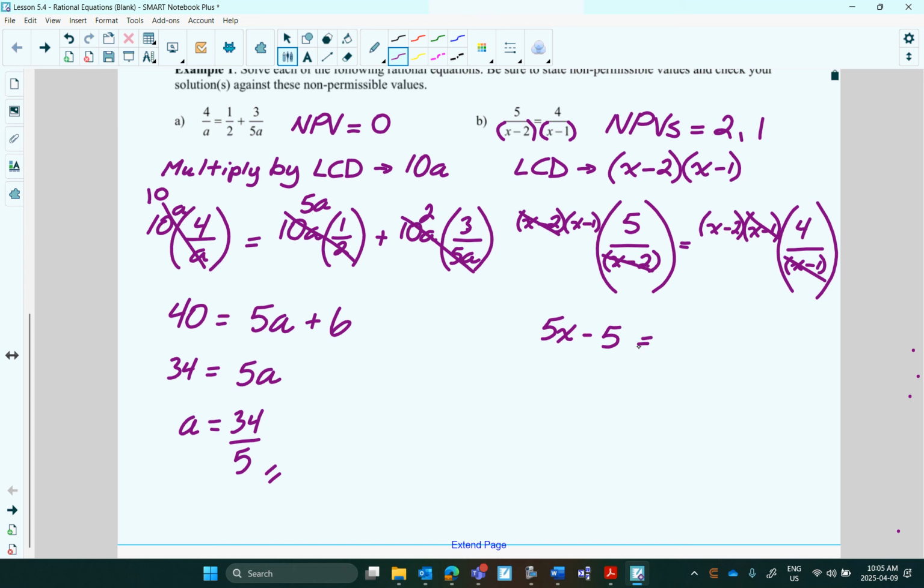What would the right side work out to after multiplying? 4x minus 8. And now we've got a simple equation left to solve. First of all, we got to get the variables together. So I'm going to move this 4x by subtracting 4x over here. So I get x minus 5 equals negative 8. Add 5 to both sides. X equals negative 3. Is that okay? Check it against the NPVs. It's okay. It just couldn't work out to 2 or 1.